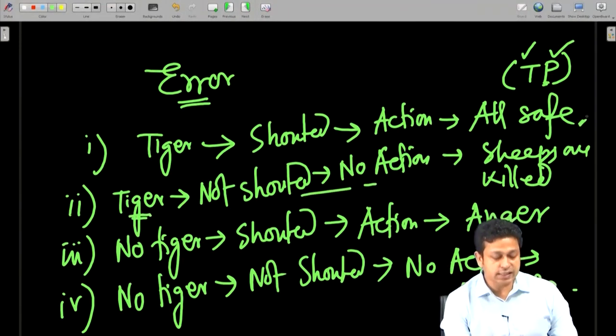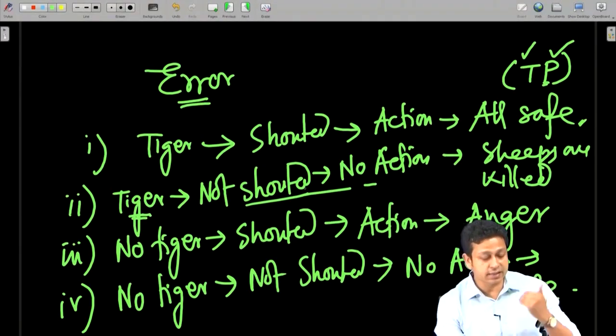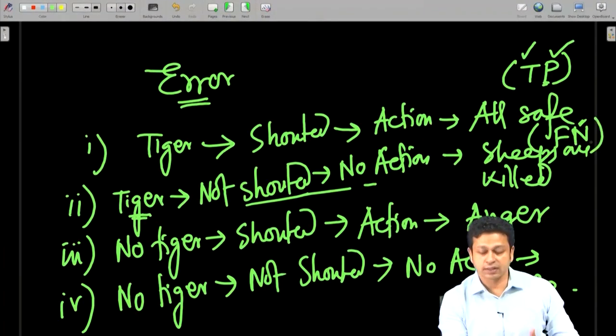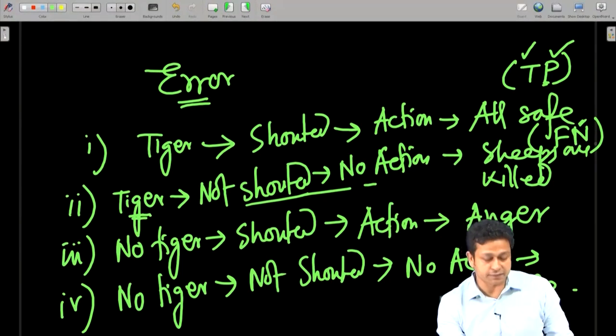In the second case, the tiger came, but the boy did not shout and there is no action, and because of that the sheep are killed. What happened here is that no action is taken. So, it is negative, and it is falsely negative because despite the appearance of the tiger, the boy decided not to shout. So, we call it a false negative. The action was not taken, but the negative is false. It is a wrong thing to do. That is why you call it a false negative.